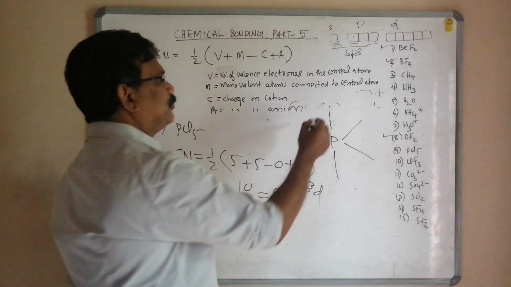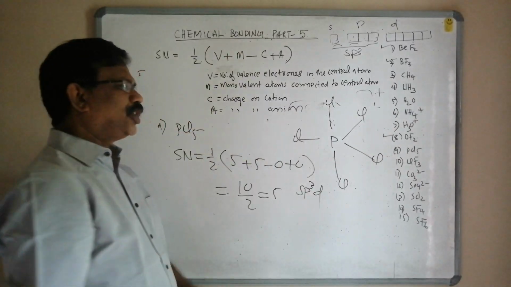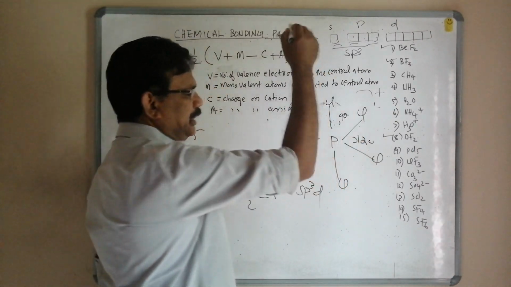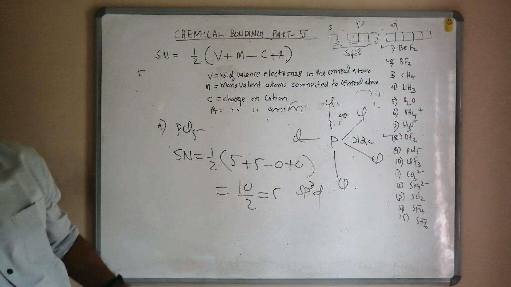And 5 chlorine atoms are also present. So shape trigonal bipyramid. The bond angle is 120 degree and 90 degree. This is PCl5. Shape trigonal bipyramid, 5 hybrid orbitals.